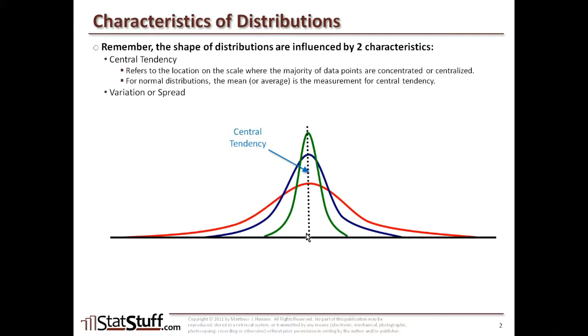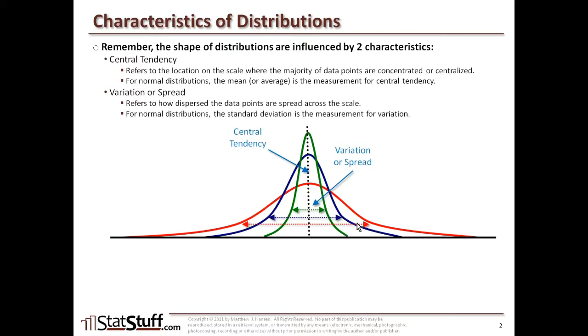The other characteristic is variation or spread. This is referring again to how dispersed or spread out the data is from the central tendency. So for each of these distributions, they all have varying degrees of how far spread out they are. Even though they all have the same central tendency, they are all different in how spread out they are from that central tendency. And usually for normal distributions, it'll be the standard deviation that's going to be our measurement for spread or variation.